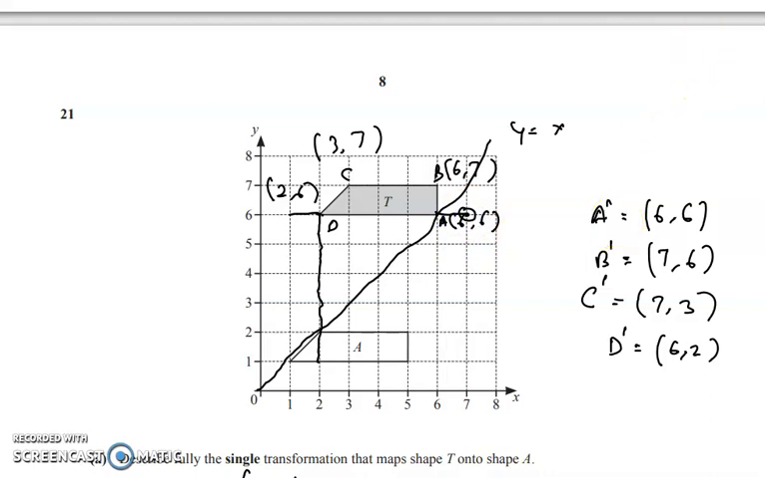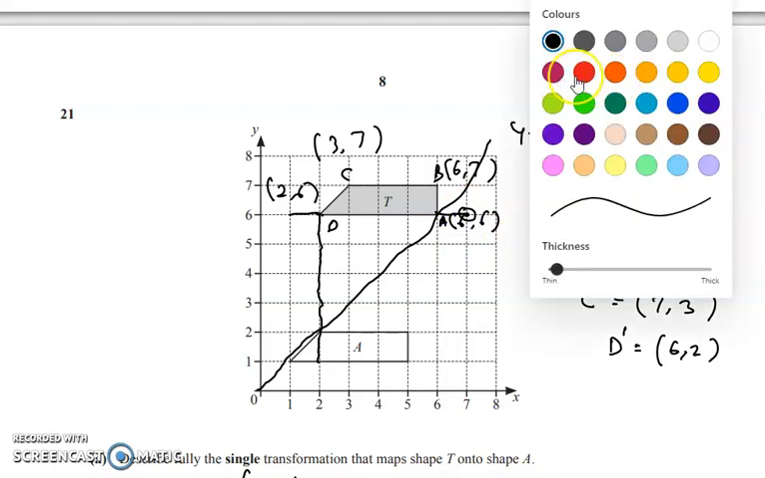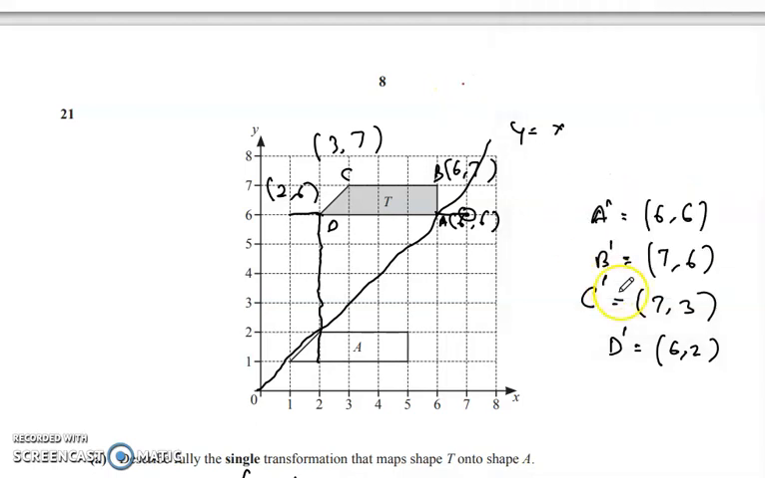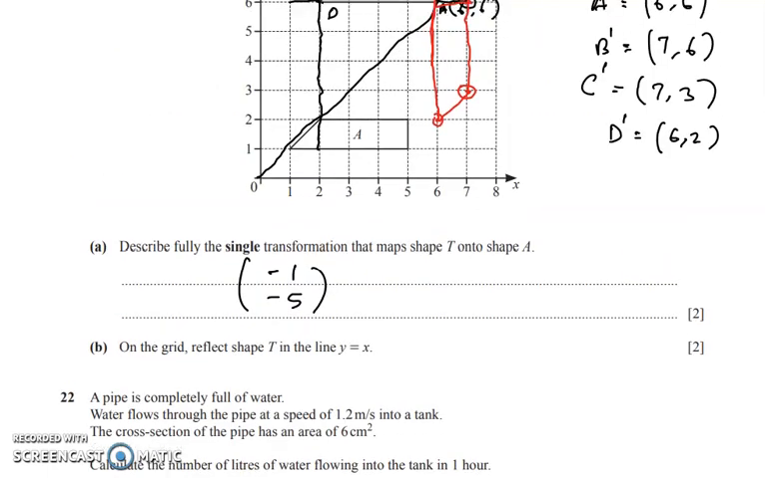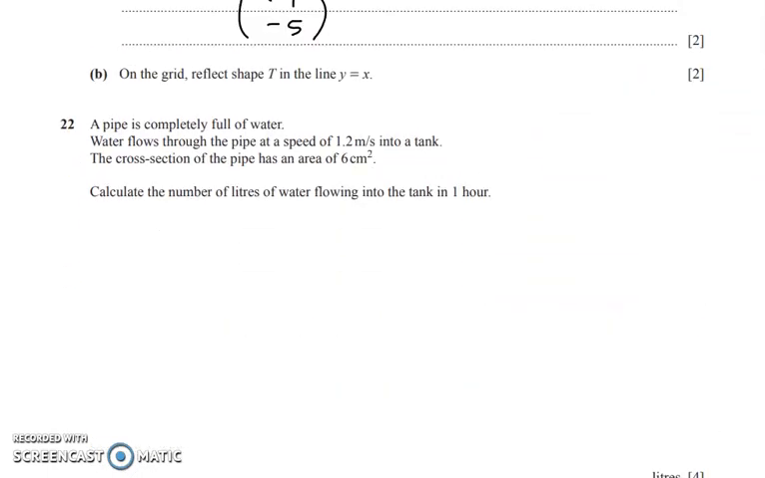Then C is 7 comma 3. So this is 7 comma 3 and D is 6 comma 2. So this is 6 comma 2. So I need to draw like this. It's not straight, but you can consider this is how it will reflect along y equals x. Okay, so I think till question 21 I can do.